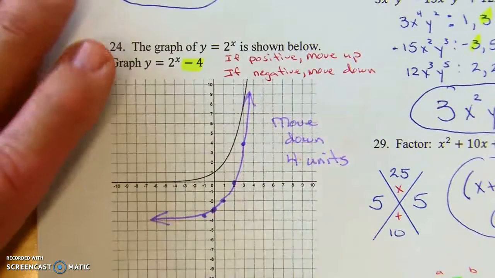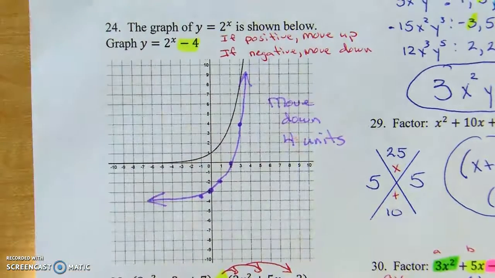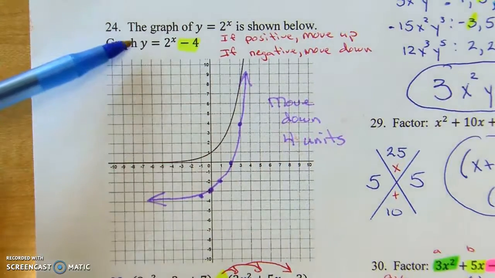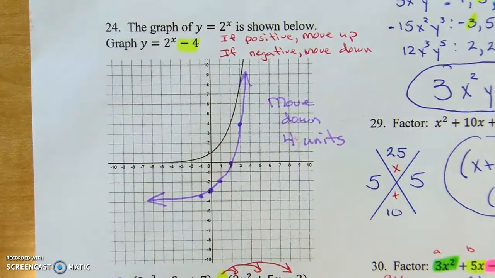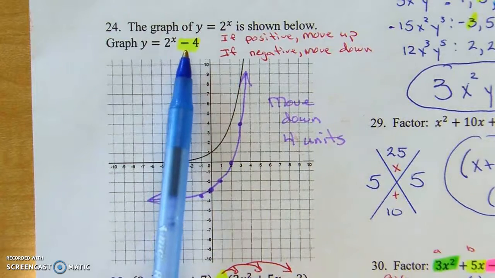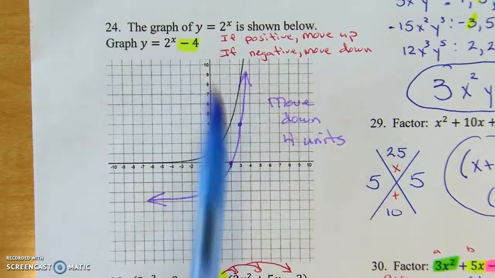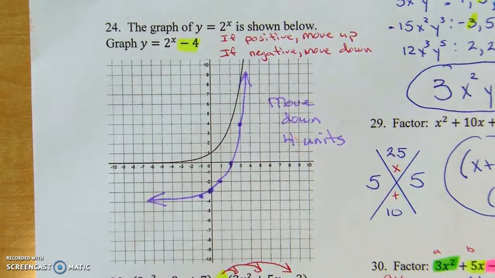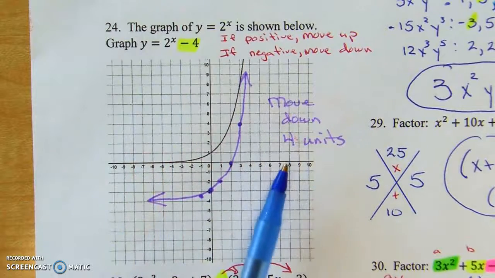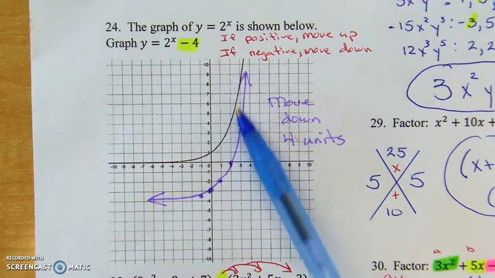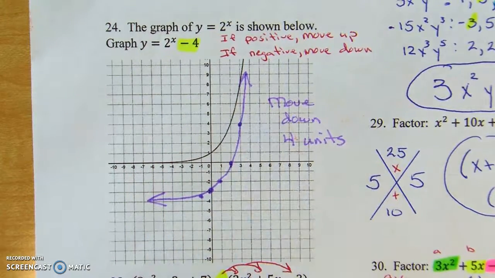All right, the next one here is really something you'll probably just go to Desmos and type in this equation, y equals 2 to the x minus 4. But you might remember when we went over this that a number at the end controls whether this moves up or down. So if that number was positive, if it's plus 4, you'd move the whole graph up 4 units. But since we're writing minus 4, we moved it down 4 units. So I found 5 points and just slid this graph down 4 units, and that was my answer.